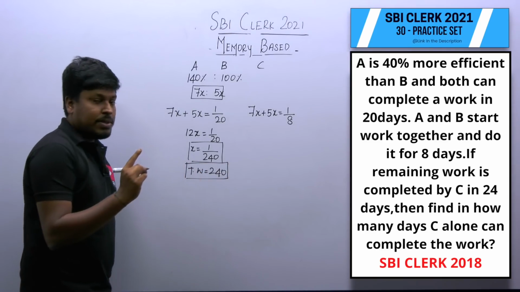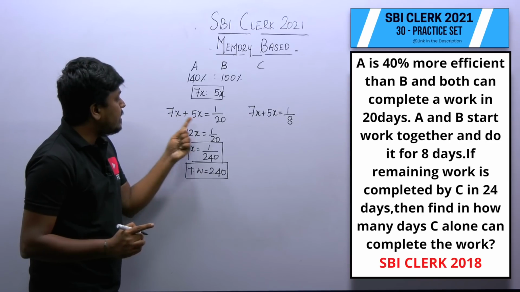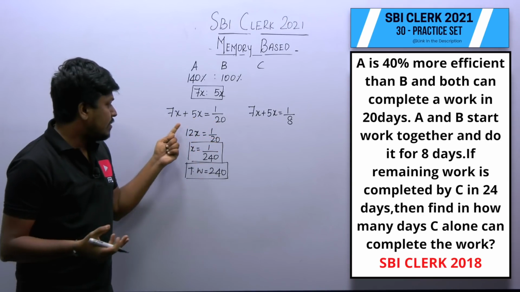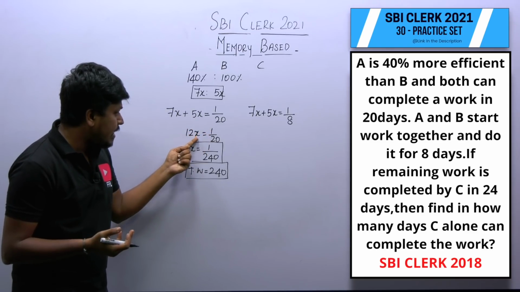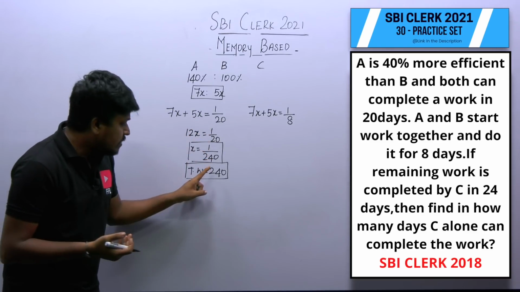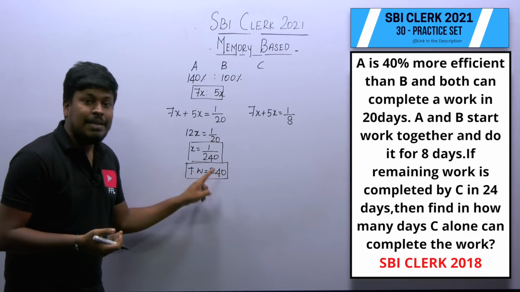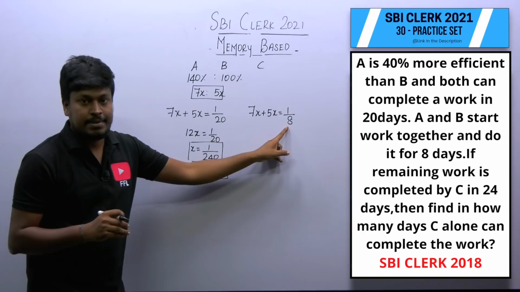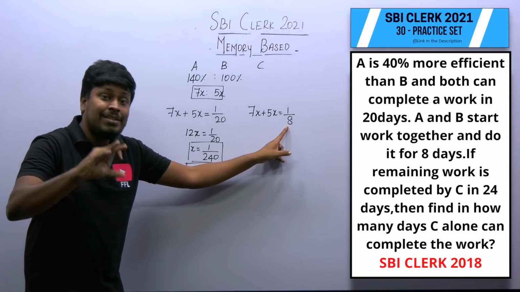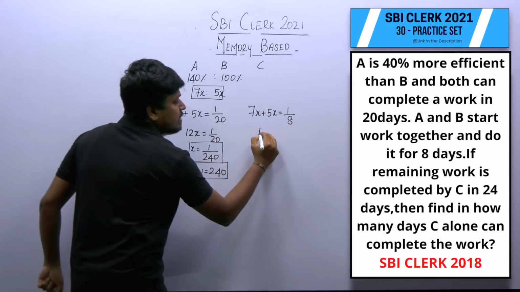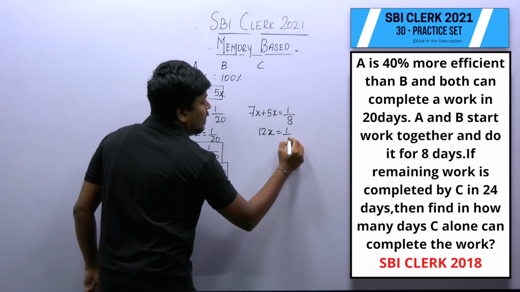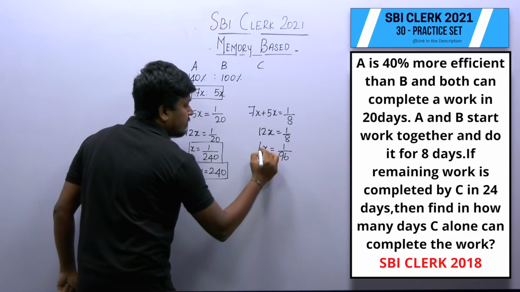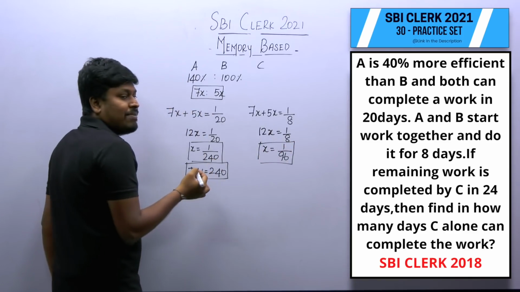Because we already know that both the persons can complete a piece of work in 20 days, let me find the total work. 12x is equal to 1 by 20, x is equal to 1 by 240, so 240 will be the total work. Similarly, they worked for 8 days. Let me find how much work they completed in 8 days. 12x is equal to 1 by 8, so x is equal to 1 divided by 96. Got it? 12 into 8 will be 96.